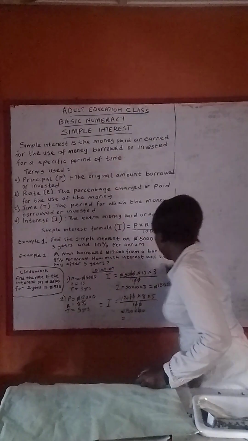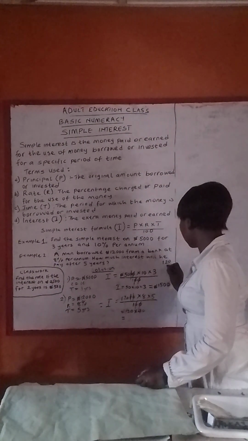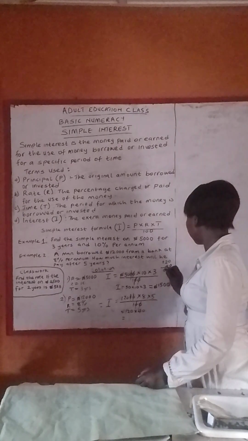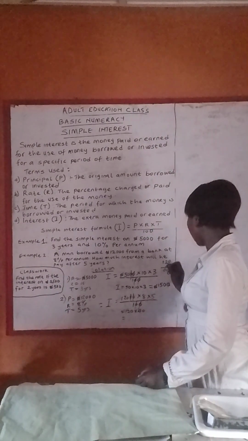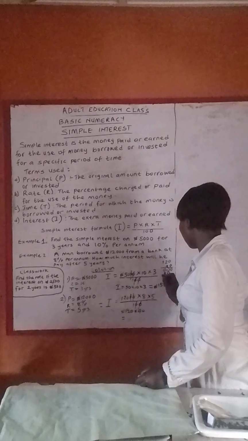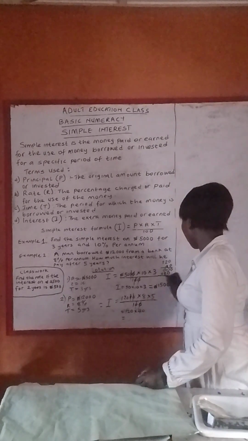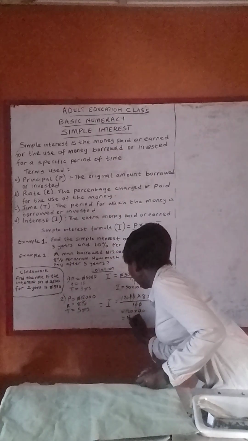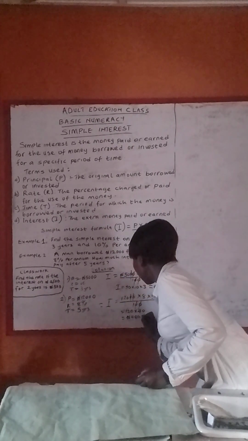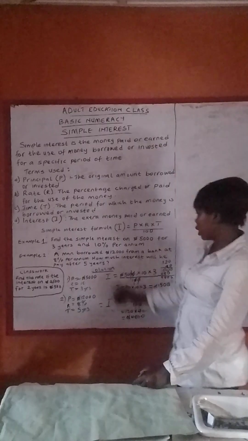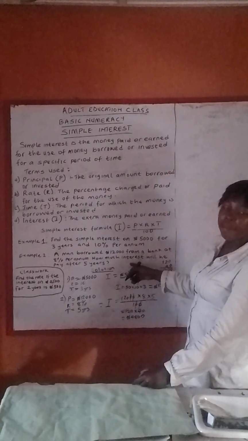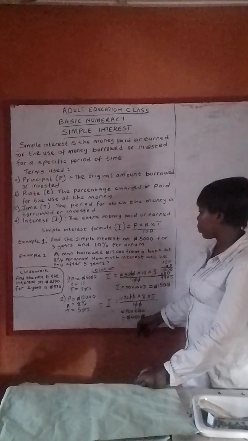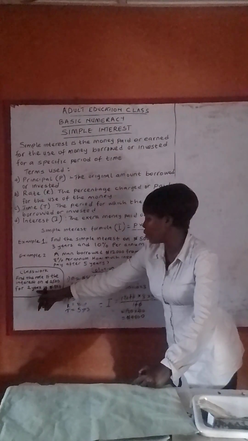Now let's try to do it. 120 times 40. 4 times 2, 8. 4 times 1, 4. So it will be 4,800. So this one will now be 4,800 naira. So the simple interest on this particular problem is 4,800 naira.